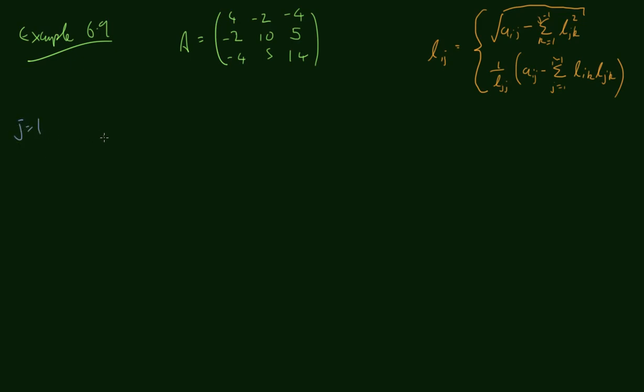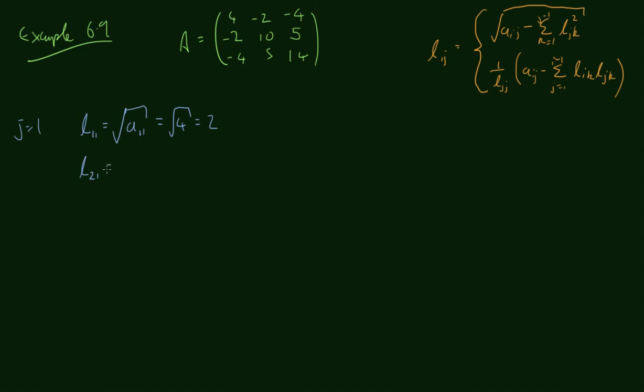So as before, we go down each column. So first column, j equals 1. For i equal to 1, we're on the first one, so L11 is equal to the root of A11, and the summation is not going to count because I'm on j equals 1. That's the root of A11, which is root 4, which is obviously 2.